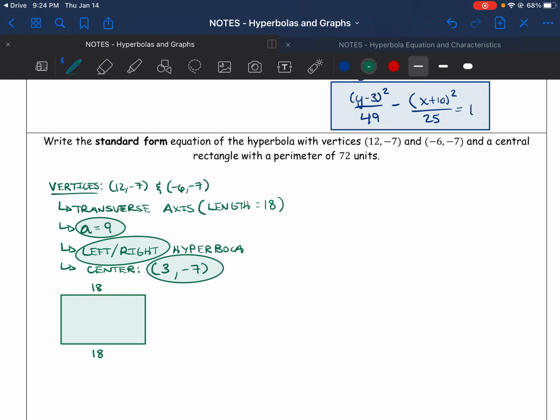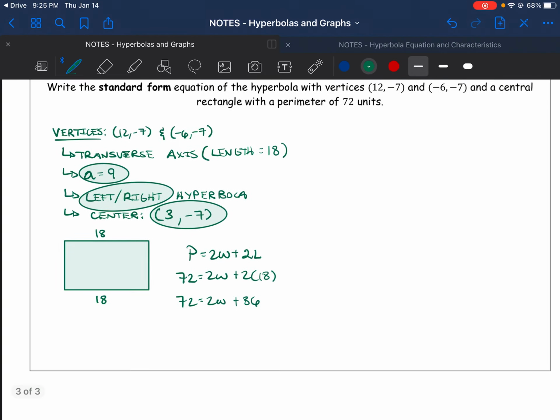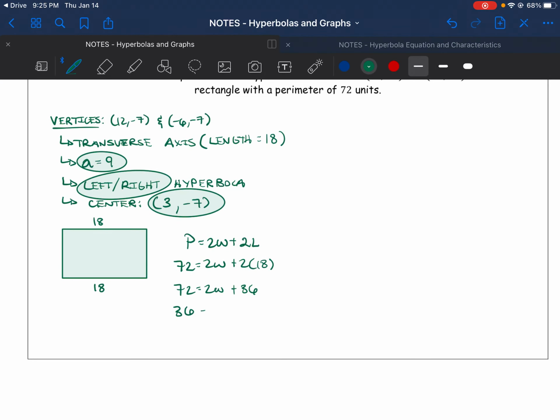to a covertex. So let's think about our perimeter formula. We know that perimeter is 2 times the width plus 2 times the length. We know the perimeter is 72. We also know the length is 18. And 2 times 18, that's going to be 36, so 72 equals 2w plus 36. Let's subtract 36 from both sides. This tells us 36 equals 2w. And dividing by 2 on both sides, we get that the width is also equal to 18.